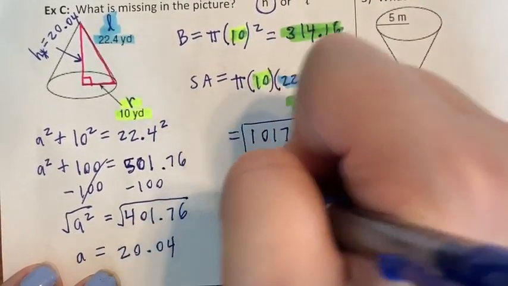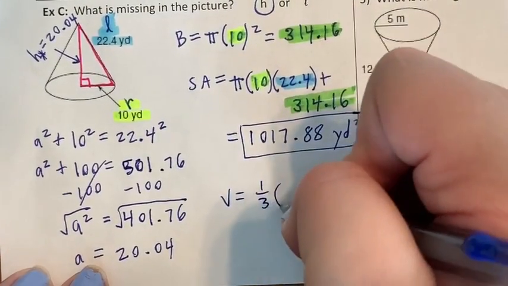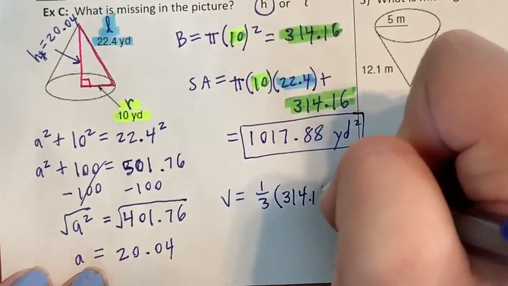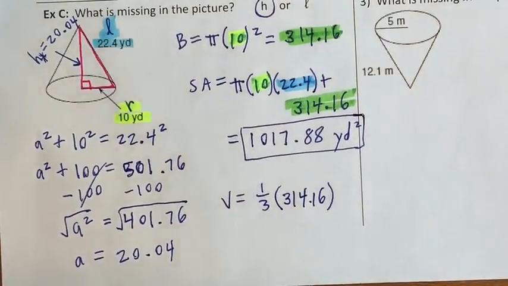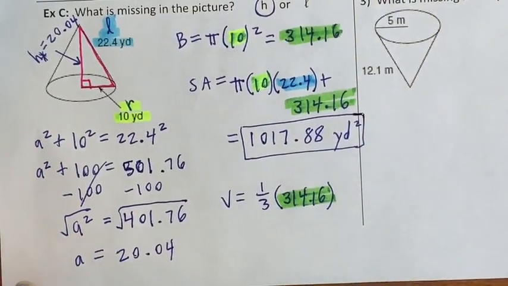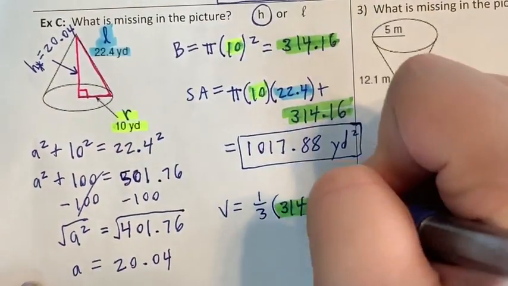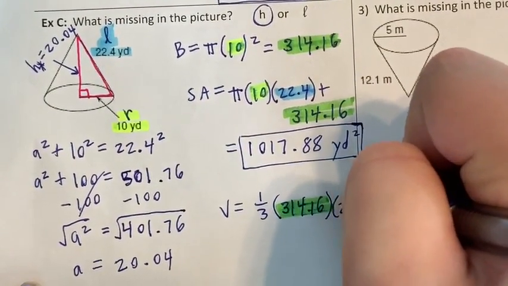For my volume, I do 1/3 base times height. My base is 314.16 times my height, which is my true height. We had to find it. That was the 20.04.